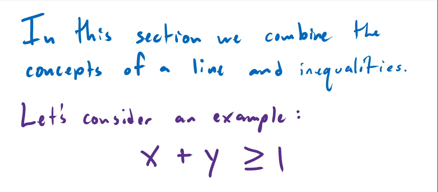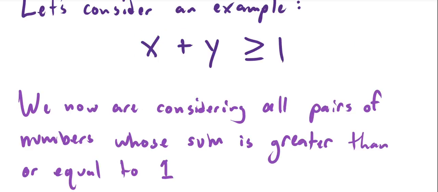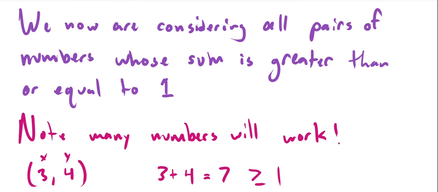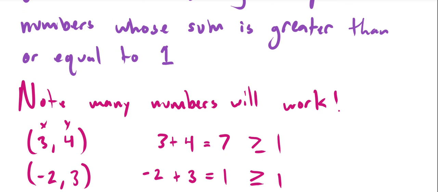Now, if this had been an equality, we might be looking at a line of values whose sum is exactly 1. But now we're looking at an inequality. So we are looking across the whole plane for all the pairs of numbers whose sum is greater than or equal to 1. Now, before we get started, let's note that many numbers are going to work, right? 3 and 4, definitely bigger than 1, but also -2 and 3 have a sum equal to 1, which counts.